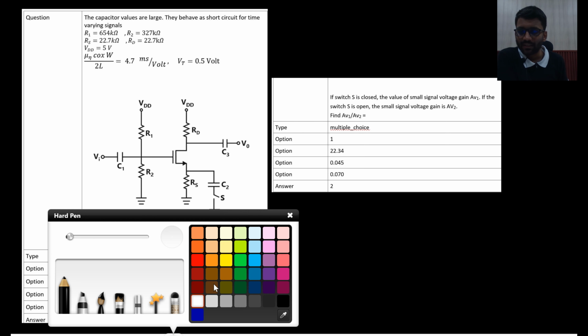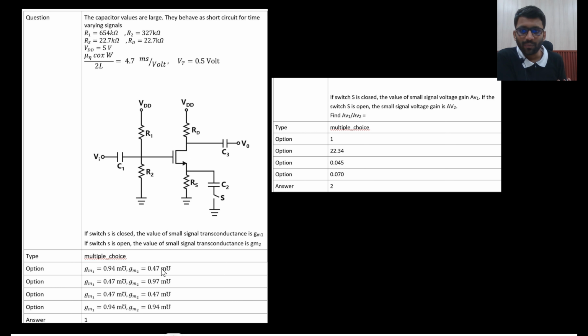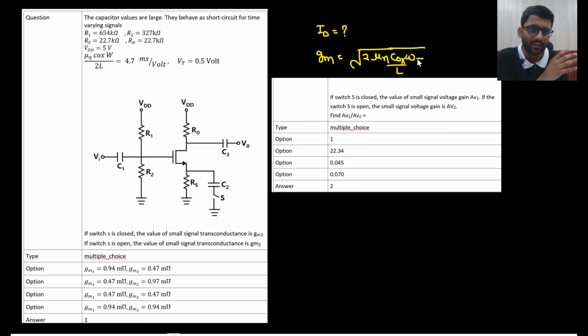In this problem, they are saying there are two cases. In the first one, the switch is closed, then the value of transconductance is GM1, and when the switch is open, the value of transconductance is GM2. Now tell me one thing: how do you determine GM1 or GM2? By doing the DC analysis. We will find the value of ID, right? And then we will find the GM. GM will be root 2 mu n Cox W by L into ID, right? Now, for both of the cases, mu n Cox W by L will be same. And if ID is same, then certainly for both of the cases, GM will also be same.